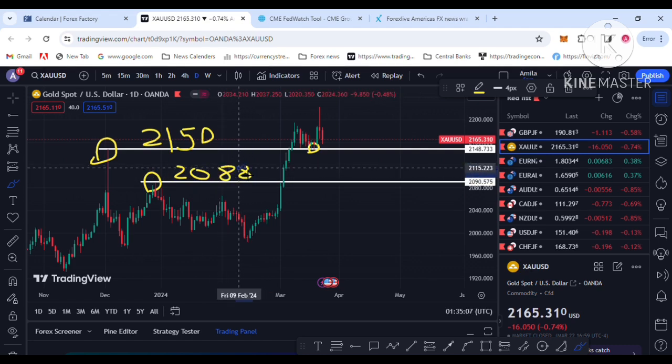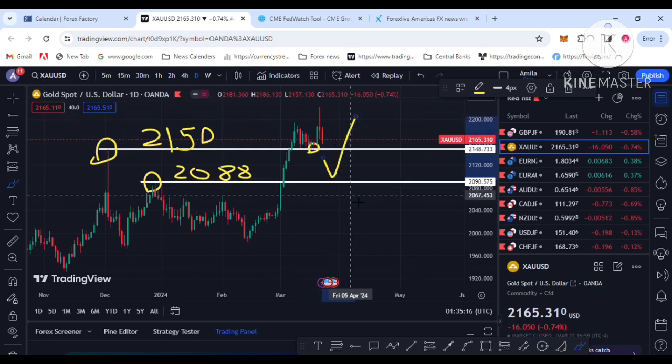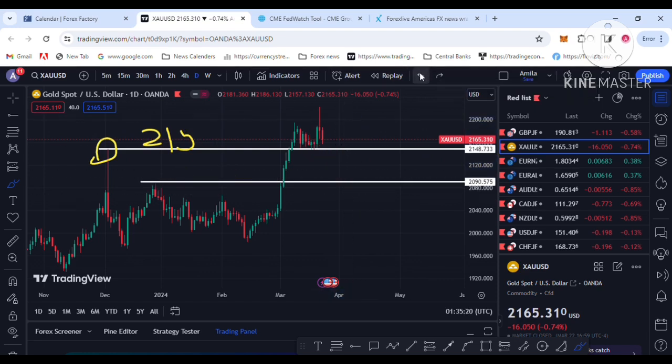So I am hoping that next week price drops to the downside. That is my forecast. Let's see what is going on. This is the next support zone, the 2088 zone. There are two important levels I have marked.